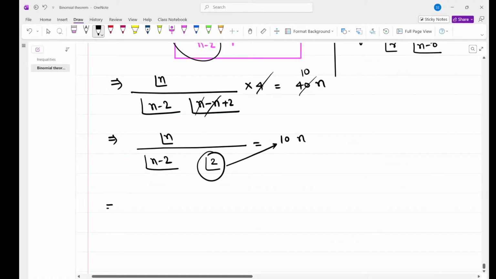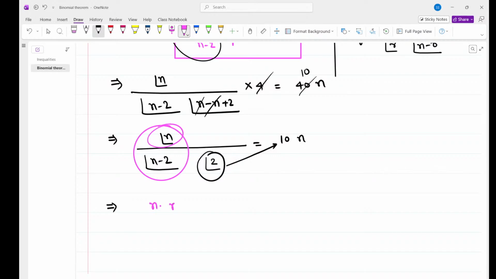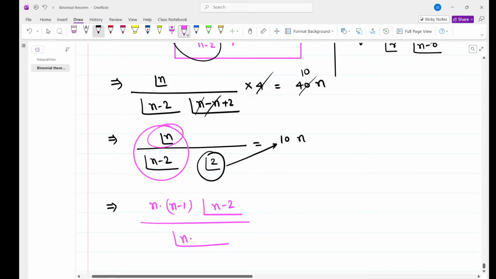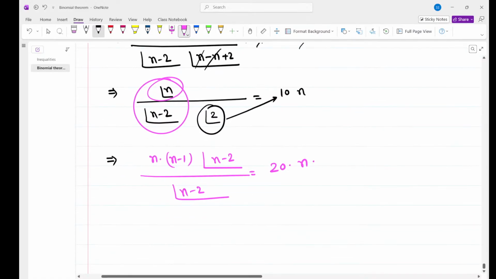You can shift this to the other hand side. So this becomes 20 times n, and how I can solve these things, I have already explained. You have to expand the higher factorial in terms of lower factorial. So I will expand this factorial n as n into n minus 1 into n minus 2 upon factorial n minus 2, which should be equal to 20 times n, isn't it? Have you understood it now? Now this n minus 2 cancels out.